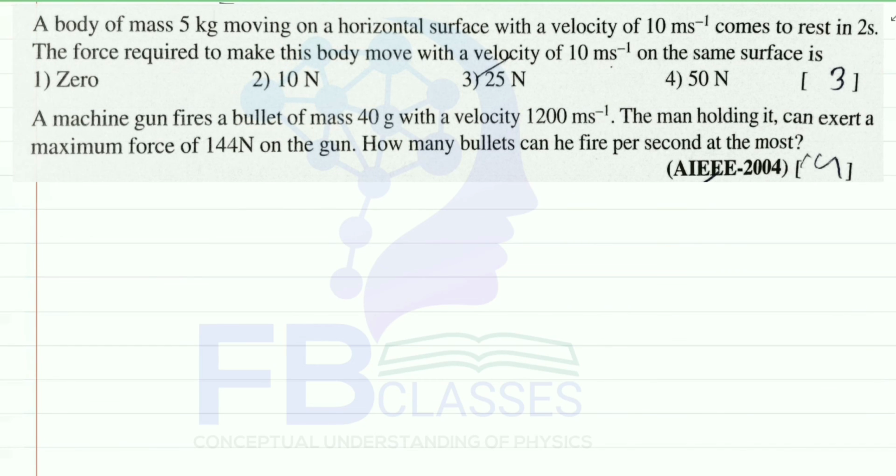Dear students, I am going to read the question now. A body of mass 5 kg moving on a horizontal surface with a velocity of 10 meter per second comes to rest in 2 seconds. The force required to make this body move with a velocity of 10 meter per second on the same surface is. Options are given: 0, 10 Newton, 25 Newton and 50 Newton.